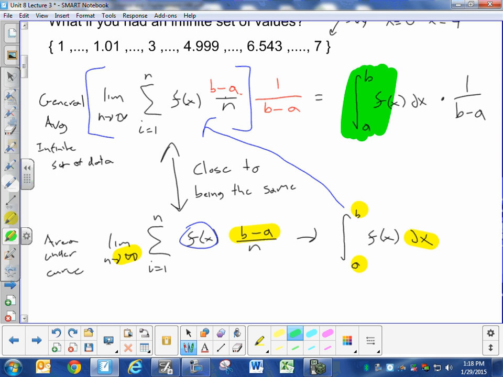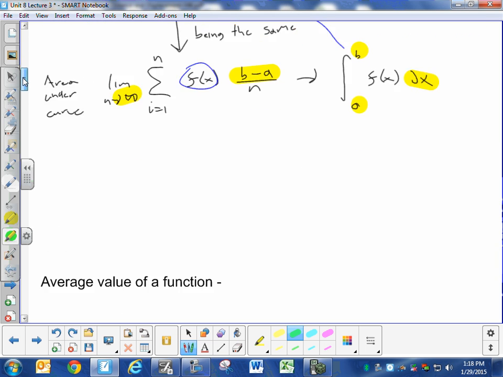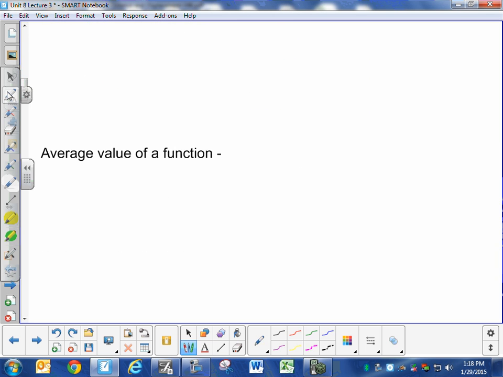So typically when you look at this, the 1 over b minus a will come out in front of the integral, just so you're not confused. And you can say the average is 1 over b minus a times the area from a to b of your function.